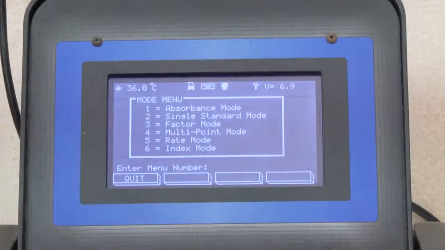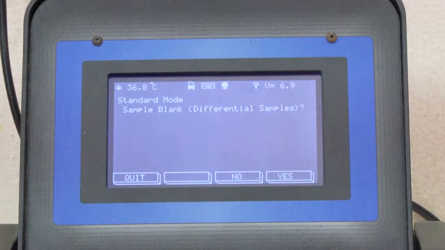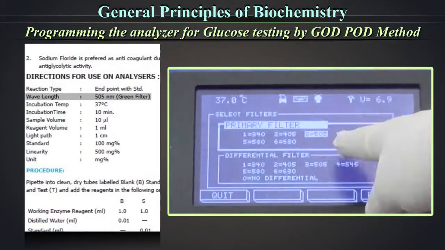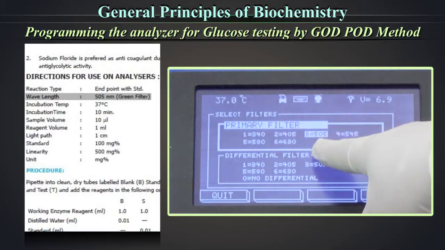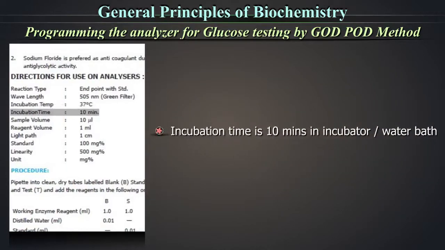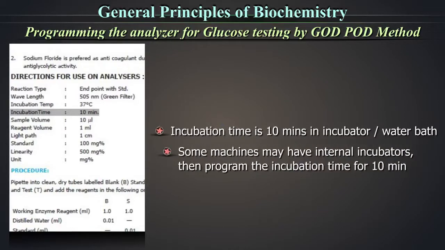In this machine, go to the display screen and key in the following. From Mode menu, select Single Standard Mode, which is Endpoint Reaction. Select Primary Filter at wavelength 505 nanometers, green filter. Incubation temperature 37 degrees Celsius. Incubation time is 10 minutes in incubator or water bath. Some machines may have internal incubators, then program the incubation time for 10 minutes.